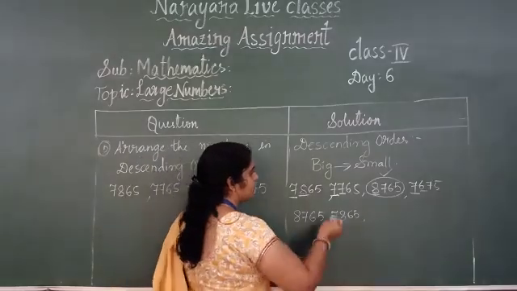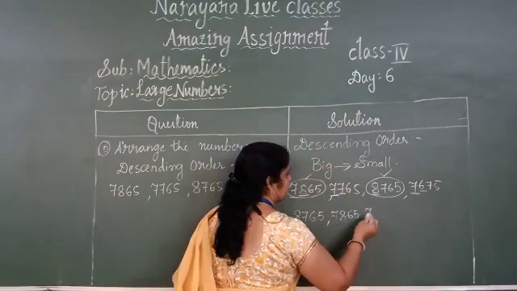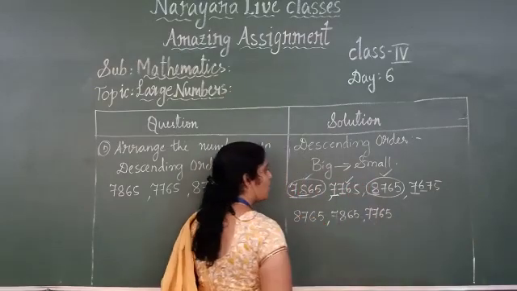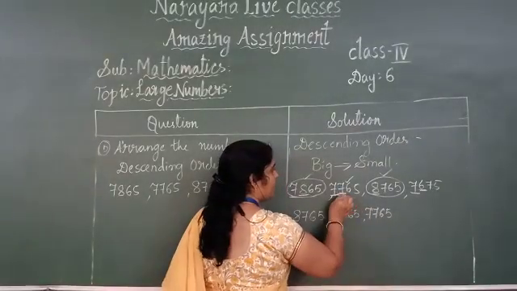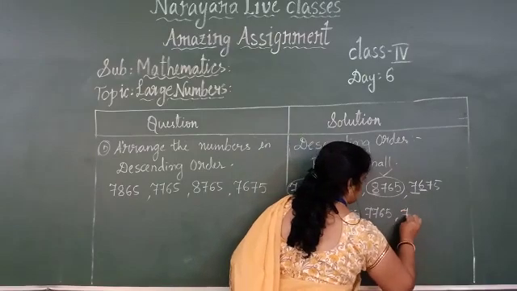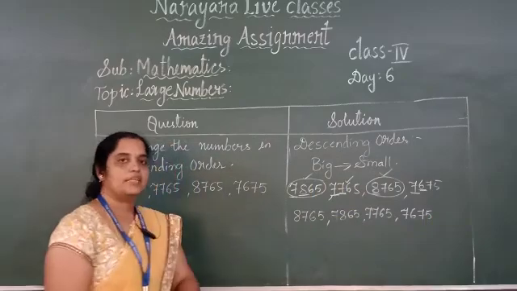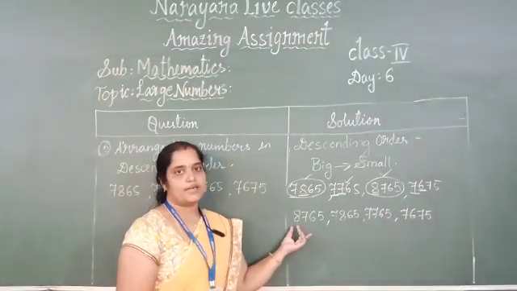Next, 7,000. So this also is finished. Next, 7,765. So this also is finished. Here 700, here 600. So this is the bigger number. Next, finally remaining is 7,675. These are the numbers arranged in the descending order.